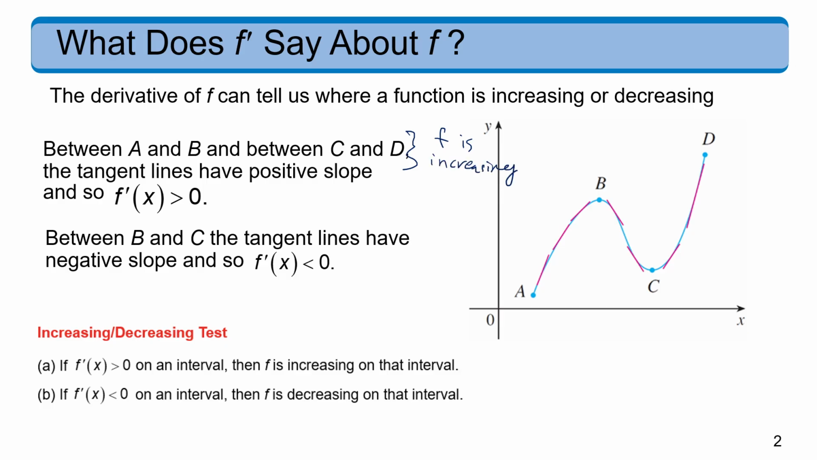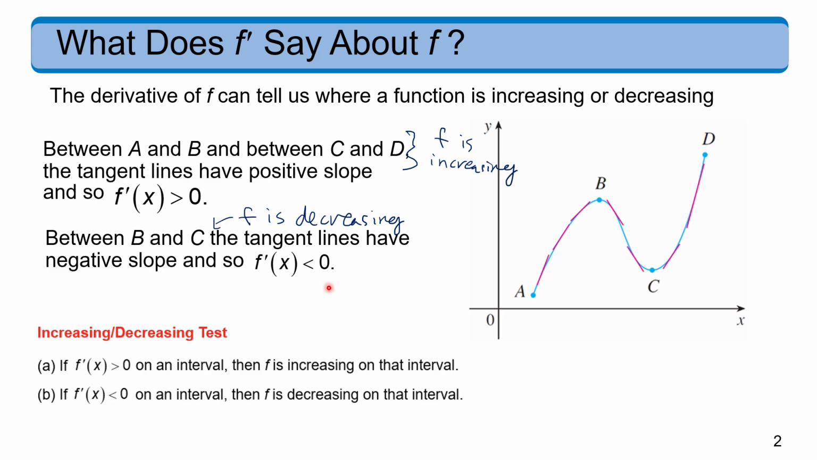Now there's one other segment, and that is between B and C. You can see the blue curve is decreasing, so the function is decreasing in that segment. And if you look at the tangent lines, they all have negative slope, which means f prime, which represents the slope of the tangent, would be a negative number.